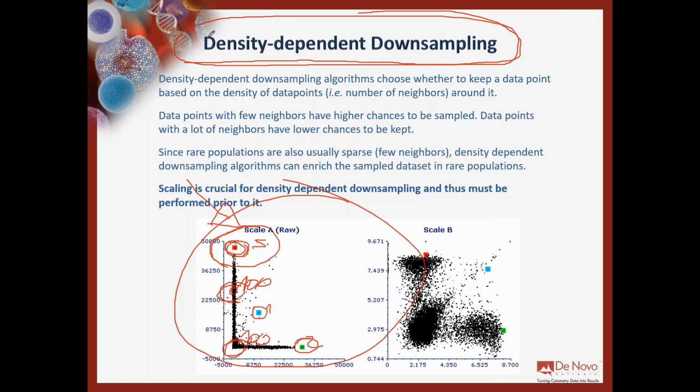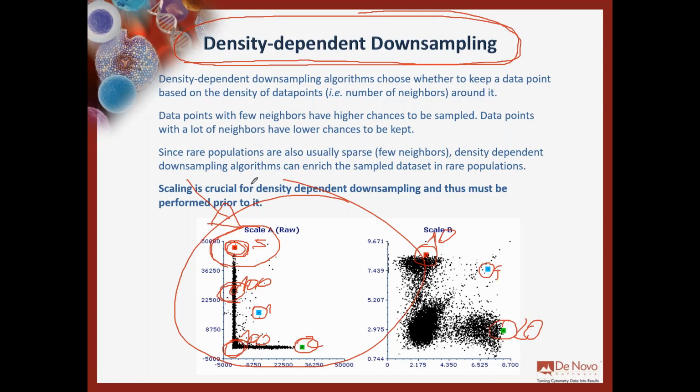So for an interval downsampling or a random downsampling, it doesn't really matter whether you run the downsampling before or after the scaling. For a density dependent downsampling, it does. And now you can clearly see that if you calculate the number of neighbors here, this might be like 10 or 20. Okay, the number of neighbors here, this might be 20.